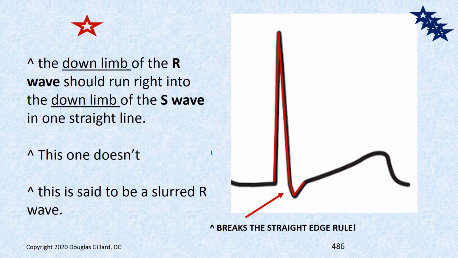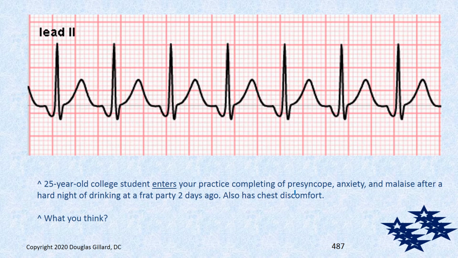All right, everything I said, the down limb of the R wave should run straight into the down limb of the S wave, but it doesn't. There's an extra bend in it, so that's a slurred S wave.